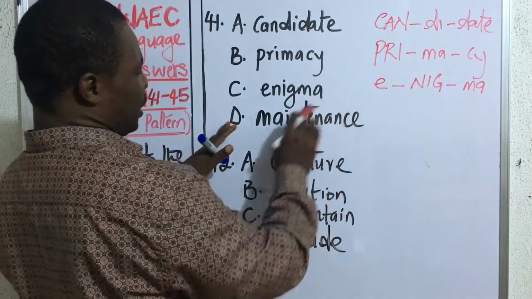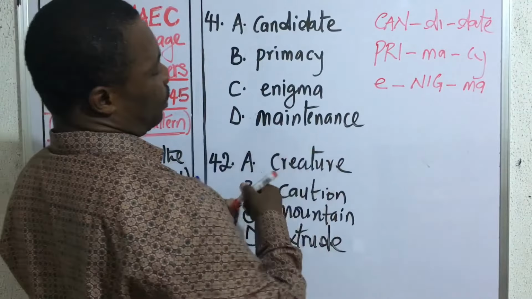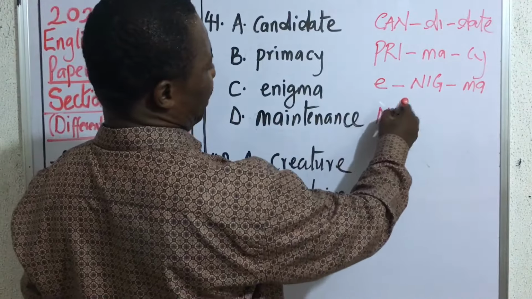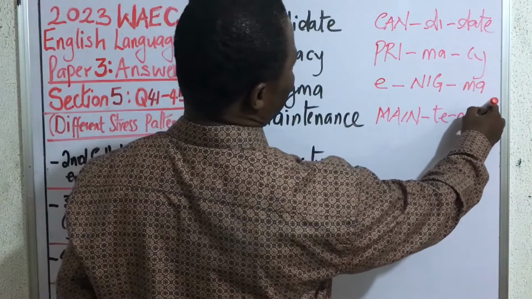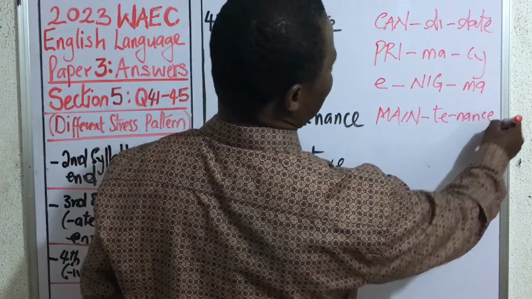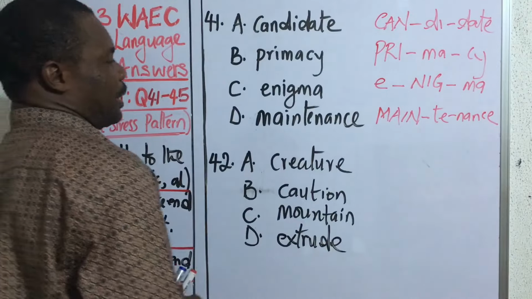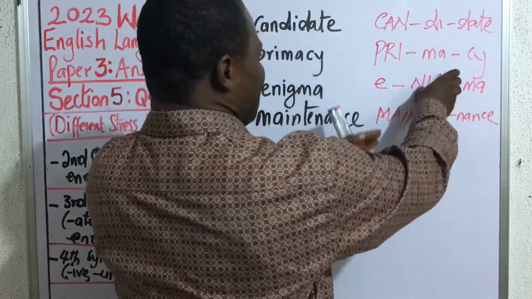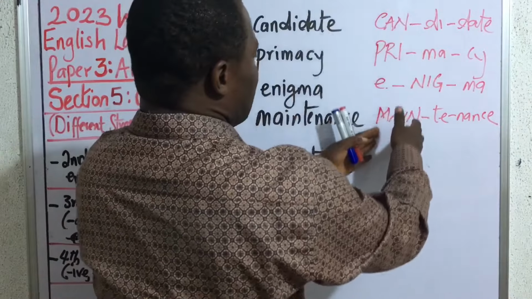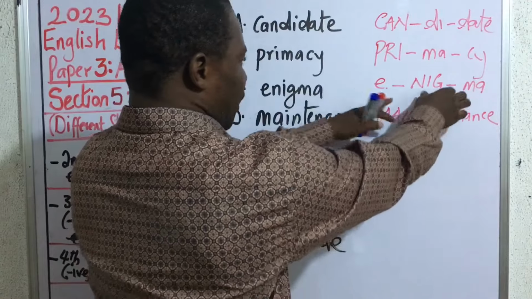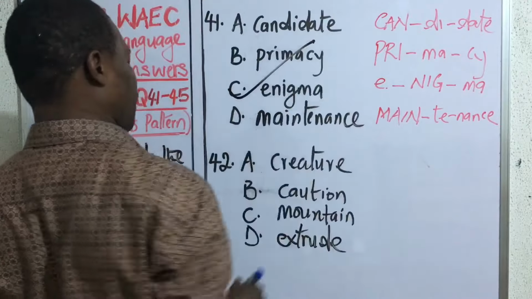What about option D, maintenance? Maintenance has its stress on the first syllable. We're going to have M-A-I-N, then T-E, then N-E, and C-E. So at the end of the day, you discover that the option that has a stress on a different syllable is enigma. While all other words have their stress on the first syllable, enigma has its stress on the second syllable. Therefore, the correct answer is C.